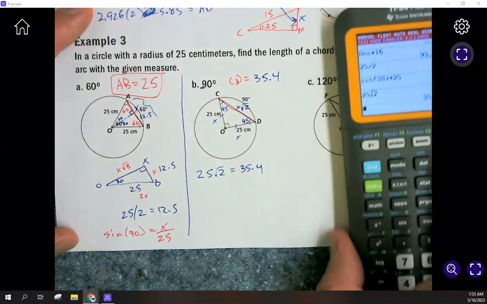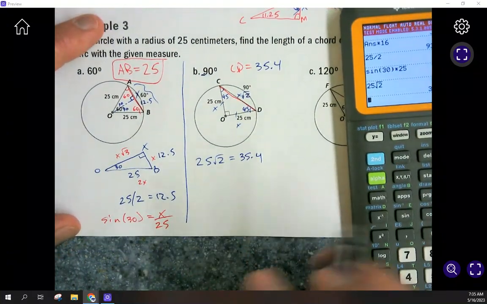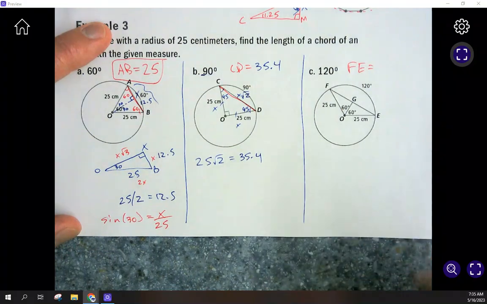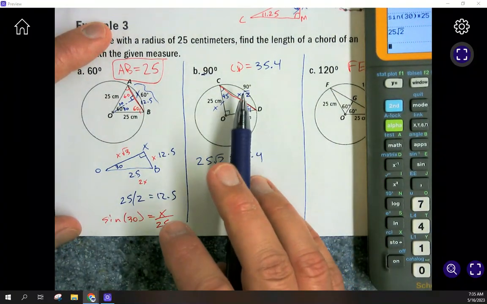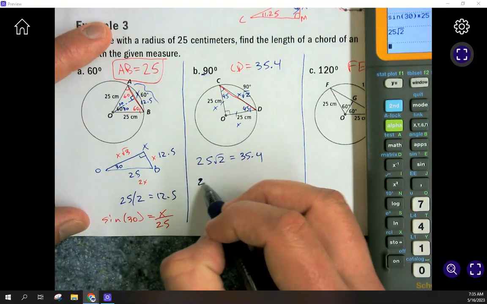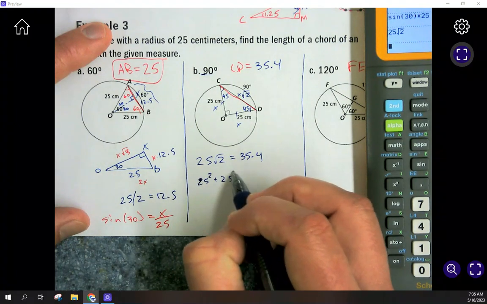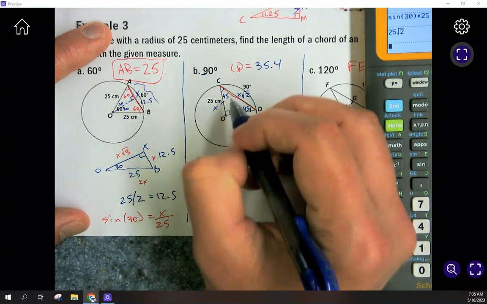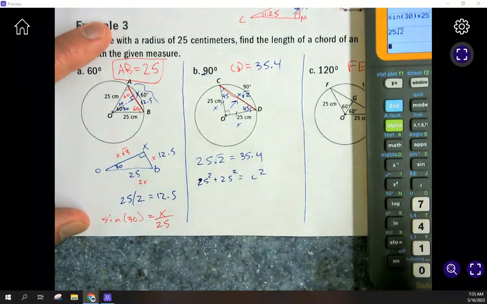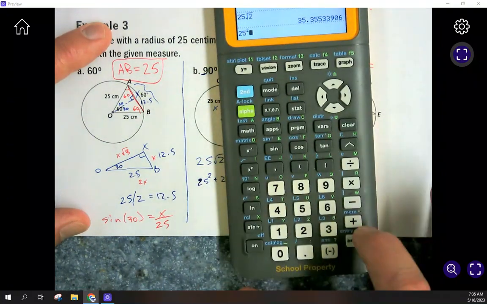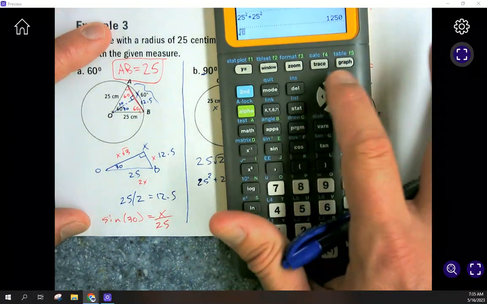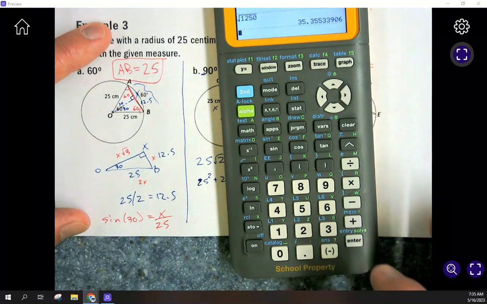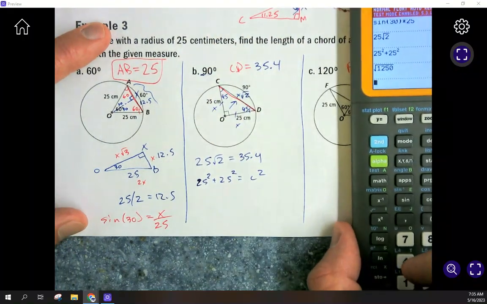Okay, what if you didn't catch the 45, 45, 90, or you just don't like using those? You can't remember what those look like. That's okay. You can do a squared plus b squared equals c squared. You could do 25 squared plus 25 squared equals c squared. Your c would have to be the hypotenuse, which we're looking for. So 25 squared plus 25 squared is that, and then you would square root 1250. Sure enough, we get the same answer.